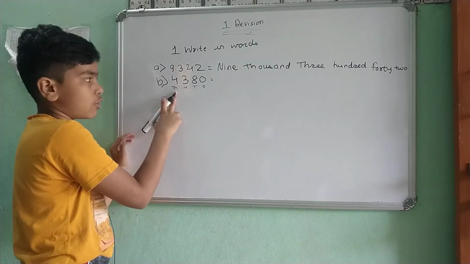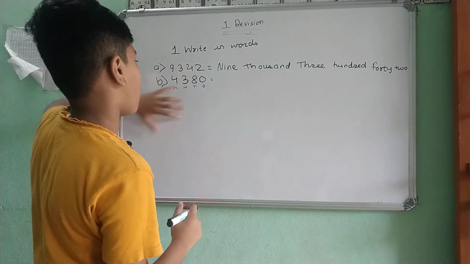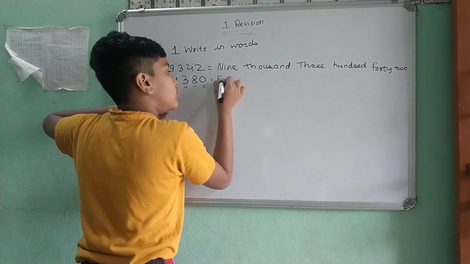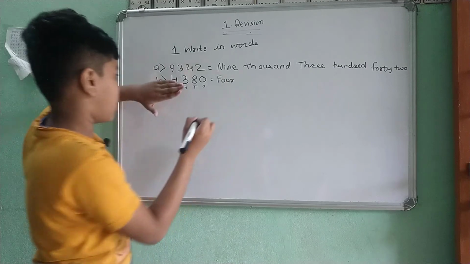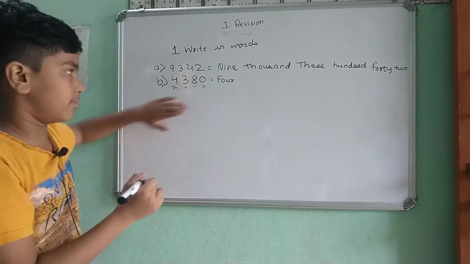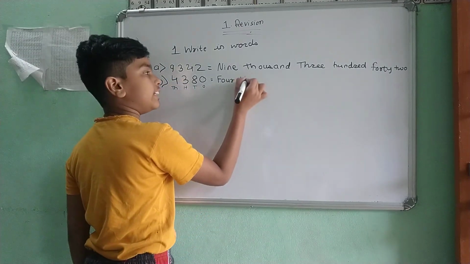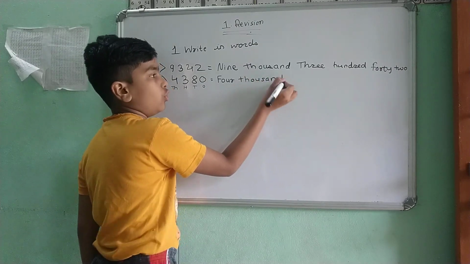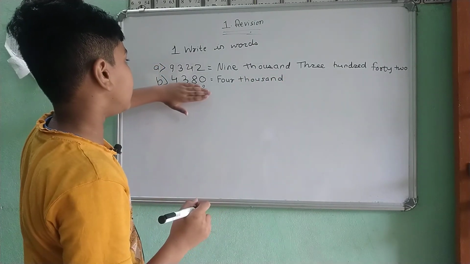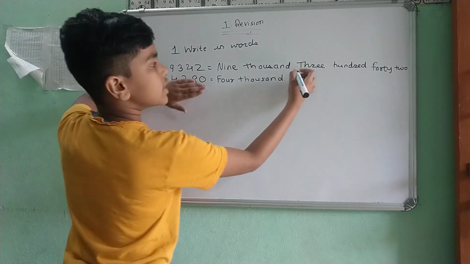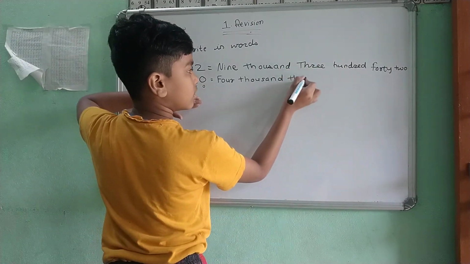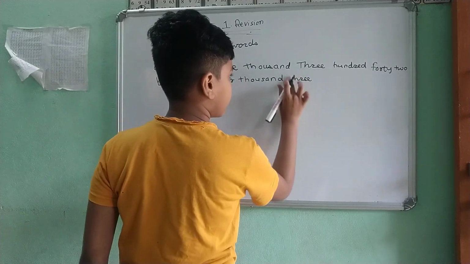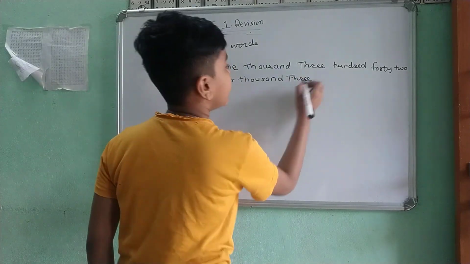So 4 is on the thousand place, I know. So what I will do is forget the thousand and just write 4. Forget the thousand. But now I will remember the thousand and write 4000. Then I will cut the 300 and just write the 3 spelling, and then write the hundreds. Wait a minute. 300.